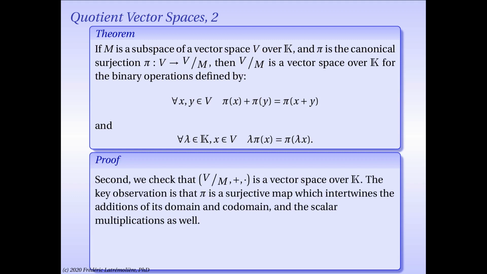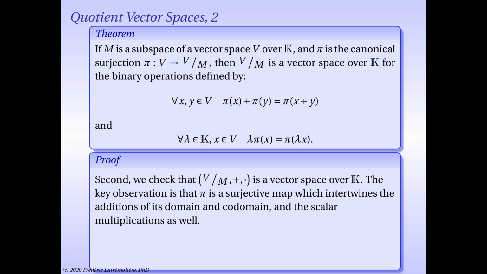So next I need to check that my quotient set with these two operations is indeed a vector space, and it's not a subspace of anything. I mean, it's just this quotient set, so it's a subset of the power set of V, but there's no linear structure on that power set. So we have to go back to the original definition of what a vector space is here.